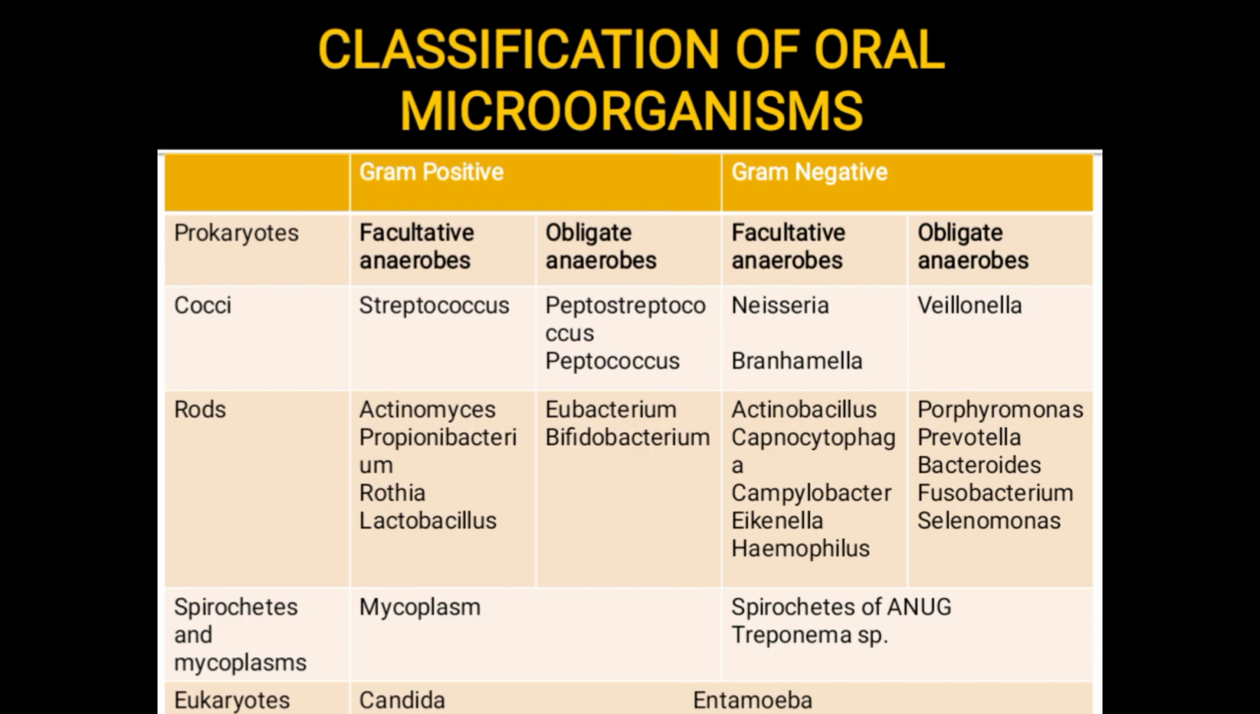These bacteria are very important because these are the bacteria that are involved in the periodontal diseases: Porphyromonas, Prevotella, Bacteroides, Fusobacterium, and Selenomonas. Spirochetes are also very important. We have mycoplasma, and among the gram negative we have spirochetes, which are involved in acute necrotizing ulcerative gingivitis, and Treponema also. In eukaryotes we have Candida and Entamoeba.